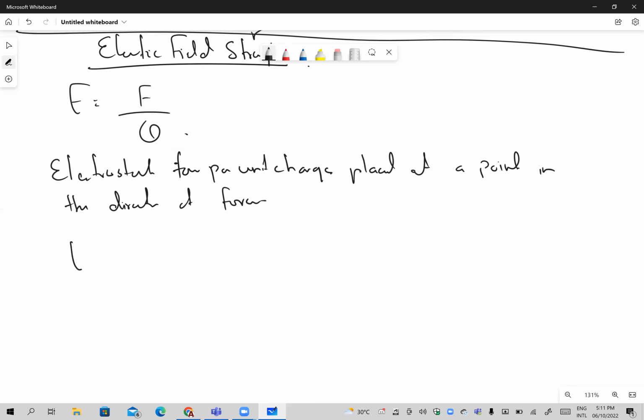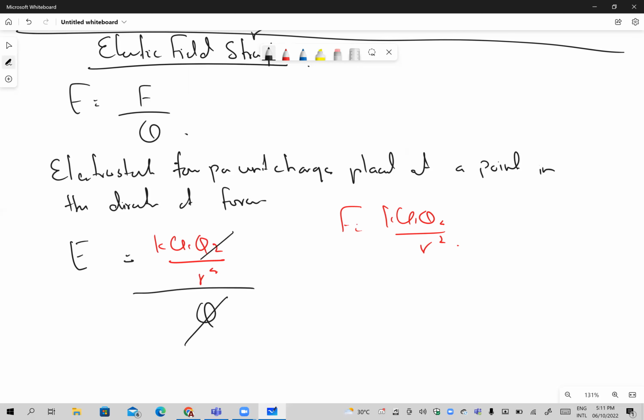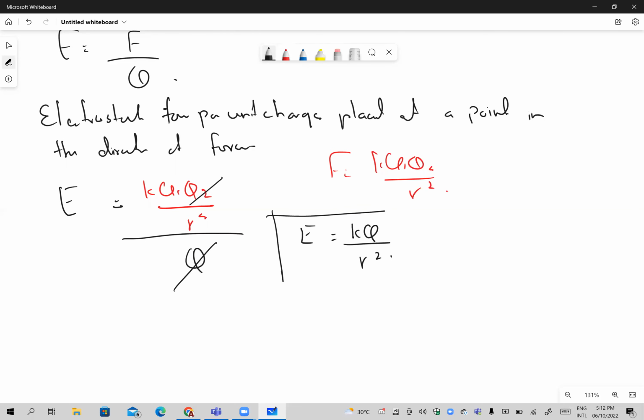E is equal to F over Q. We just studied this formula for F. F is k Q1 Q2 over r square. So we're going to simply substitute here: Q1 Q2 over r square, and this denominator Q remains as it is. This Q will simply eliminate one of the Q's from the formula of force, and the remaining equation is E equals k Q over r square. So yeah, kQ over r square. This is another formula for electric field strength.